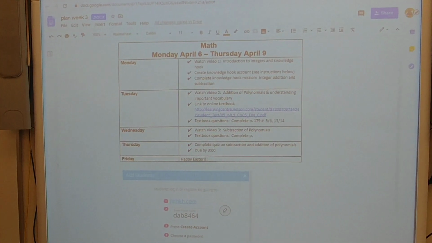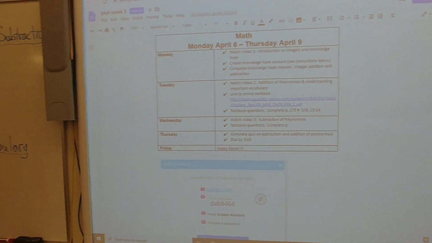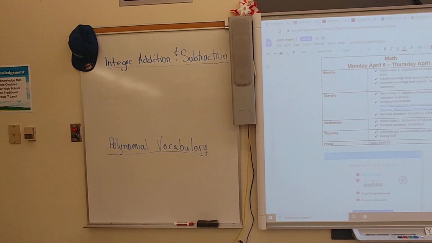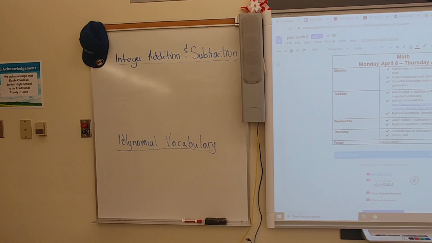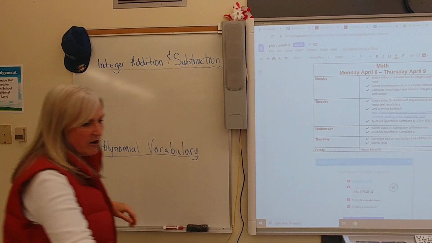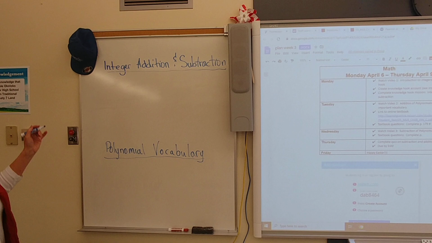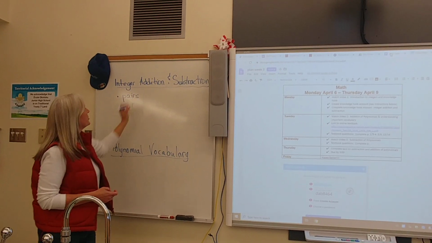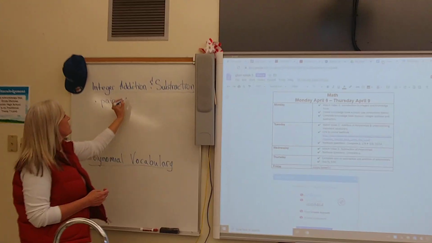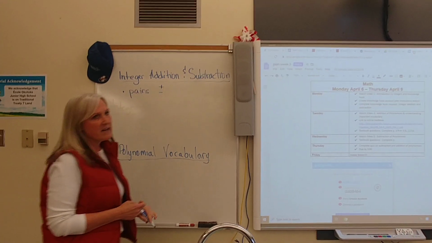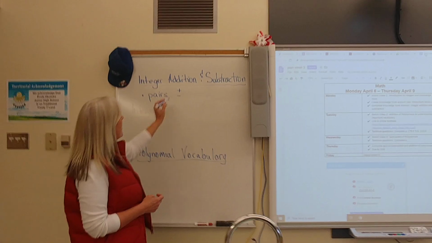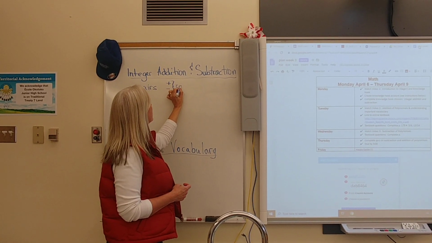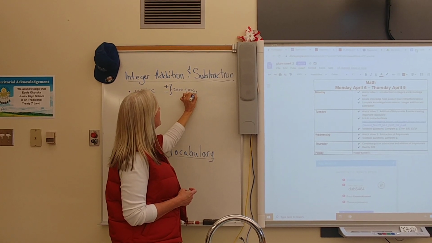Quick review for you today on the board here. We're going to talk about integer addition and subtraction and then some polynomial vocabulary that you did at the beginning of this unit. First of all, integer addition and subtraction. Quick review, integers always occur in pairs. You have a positive integer and a negative integer, and a positive integer and a negative integer together make a zero pair.